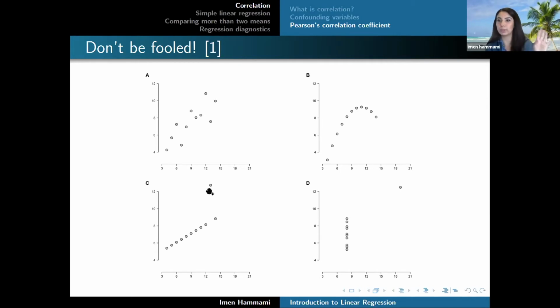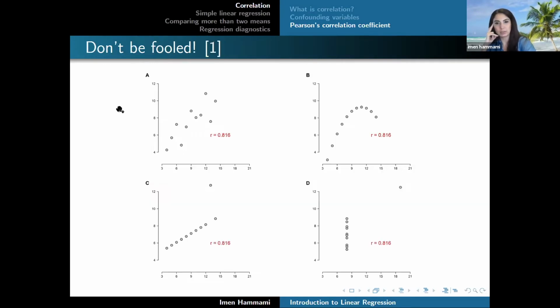This is what we call an outlier. So that's a point that is a little bit far from the rest. In the D, there's no association at all here, because X is fixed, it's one number, and Y varies. And there is an outlier here. Now I'm going to show you the Pearson correlation coefficient.